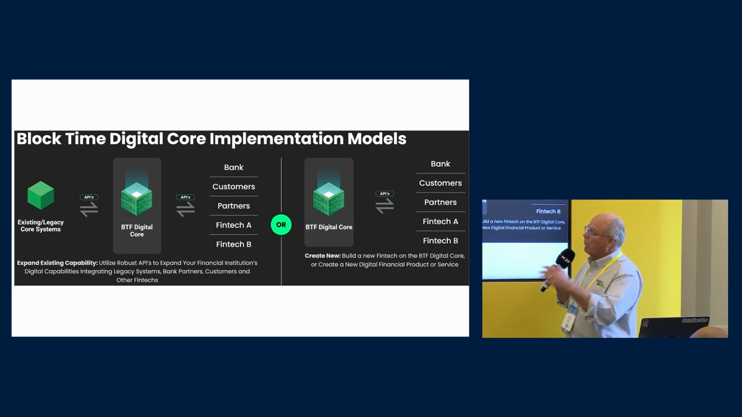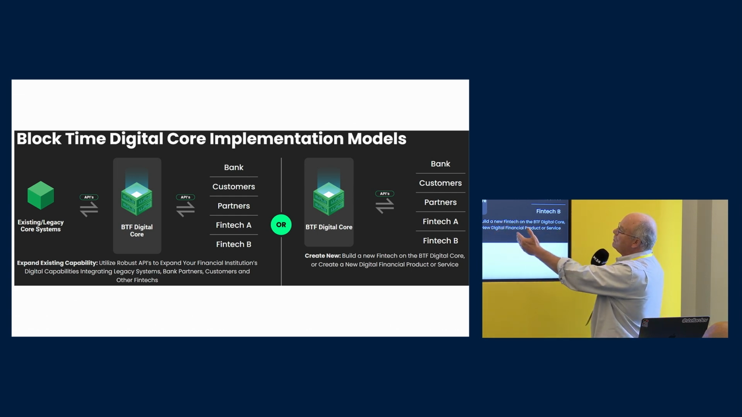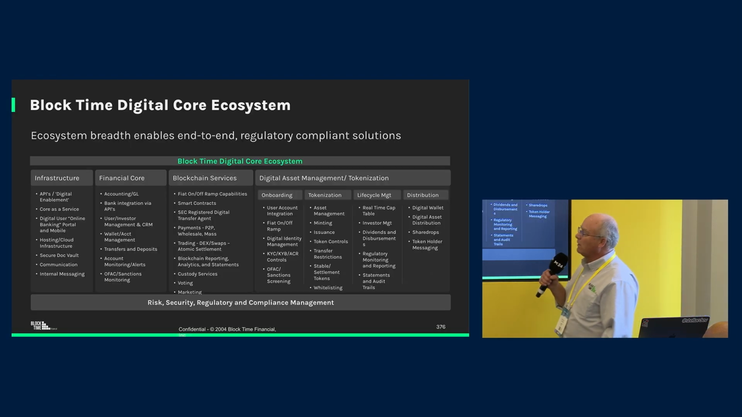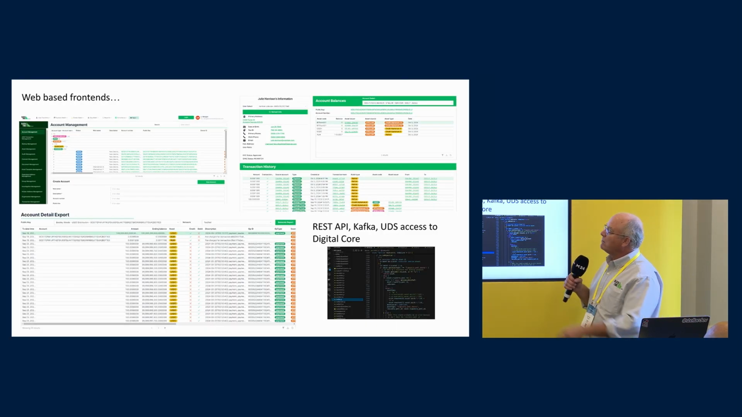The digital core, how we interface, you can take our digital core and bolt it onto legacy systems, and then with APIs, the bank's customers and partners can use it, or you can use just the digital core by itself. These are all the things we can do. Way too short a time to go through everything, but we have the infrastructure, the financial core, the blockchain services, digital asset management, and tokenization. Web-based front ends, tables, back ends available via REST API, Kafka, and Unix domain sockets.